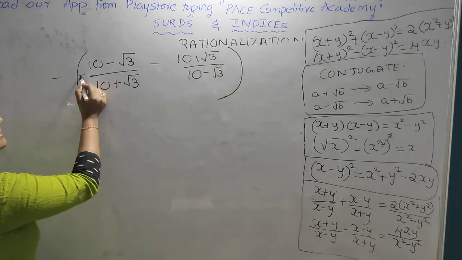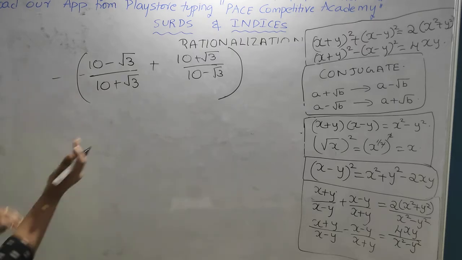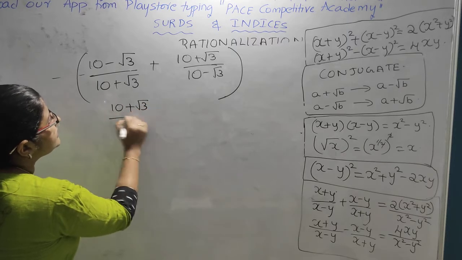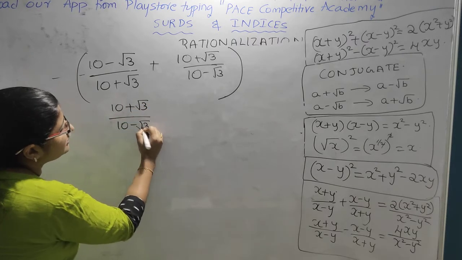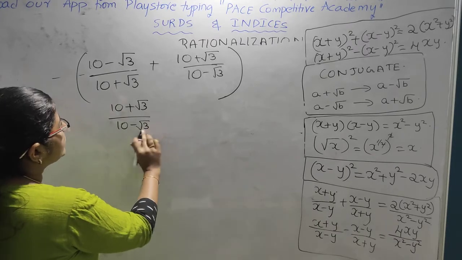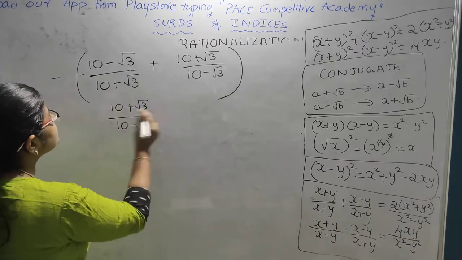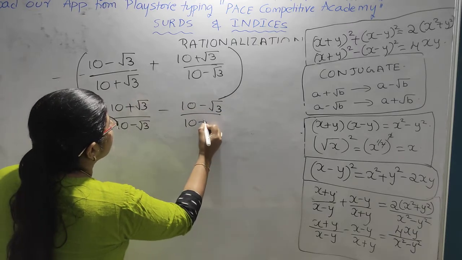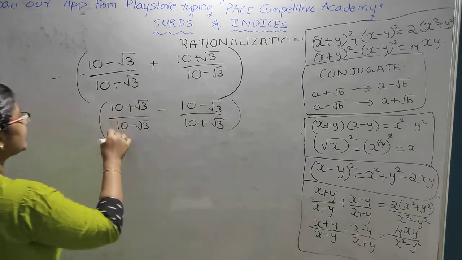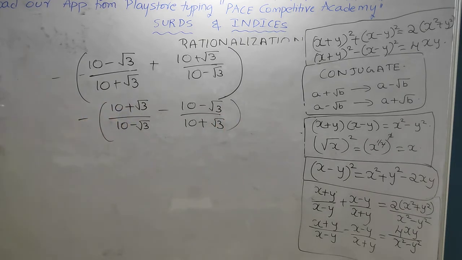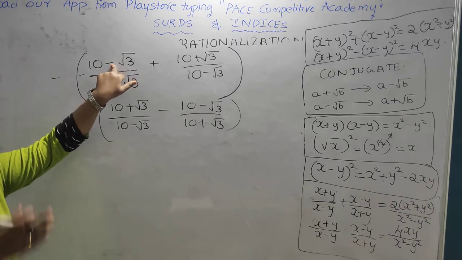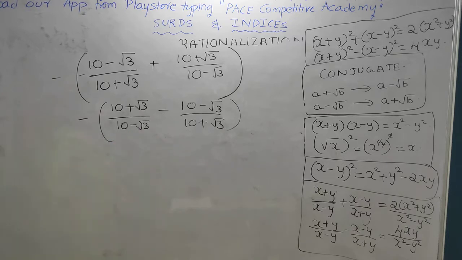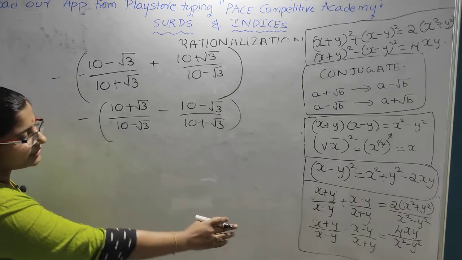Okay, then you will get it like this. If you reverse these two, you get x plus root 3 divided by root 10 minus root 3, plus here minus 10 minus root 3 divided by 10 plus root 3, whole minus. Why have I taken minus as common? Because the first term of the numerator should be plus, then only the shortcut is applicable. So if you do this, then you can apply the shortcut.